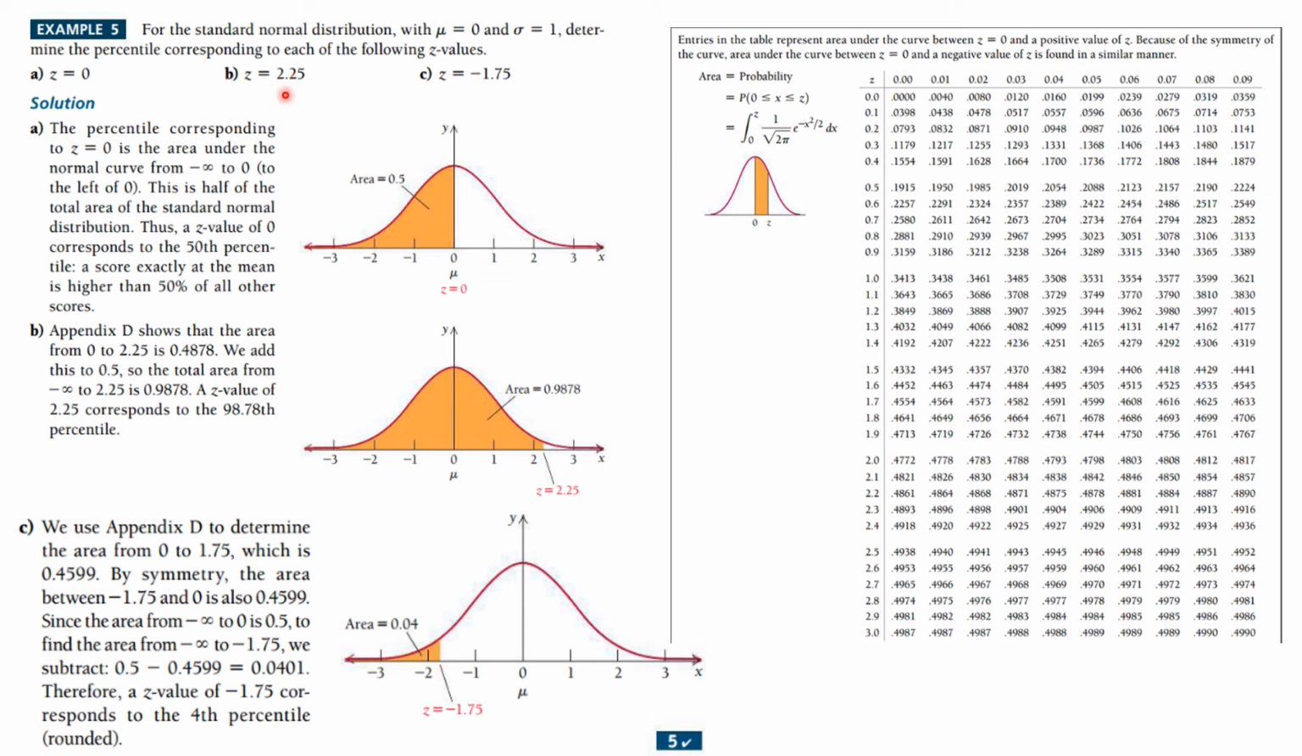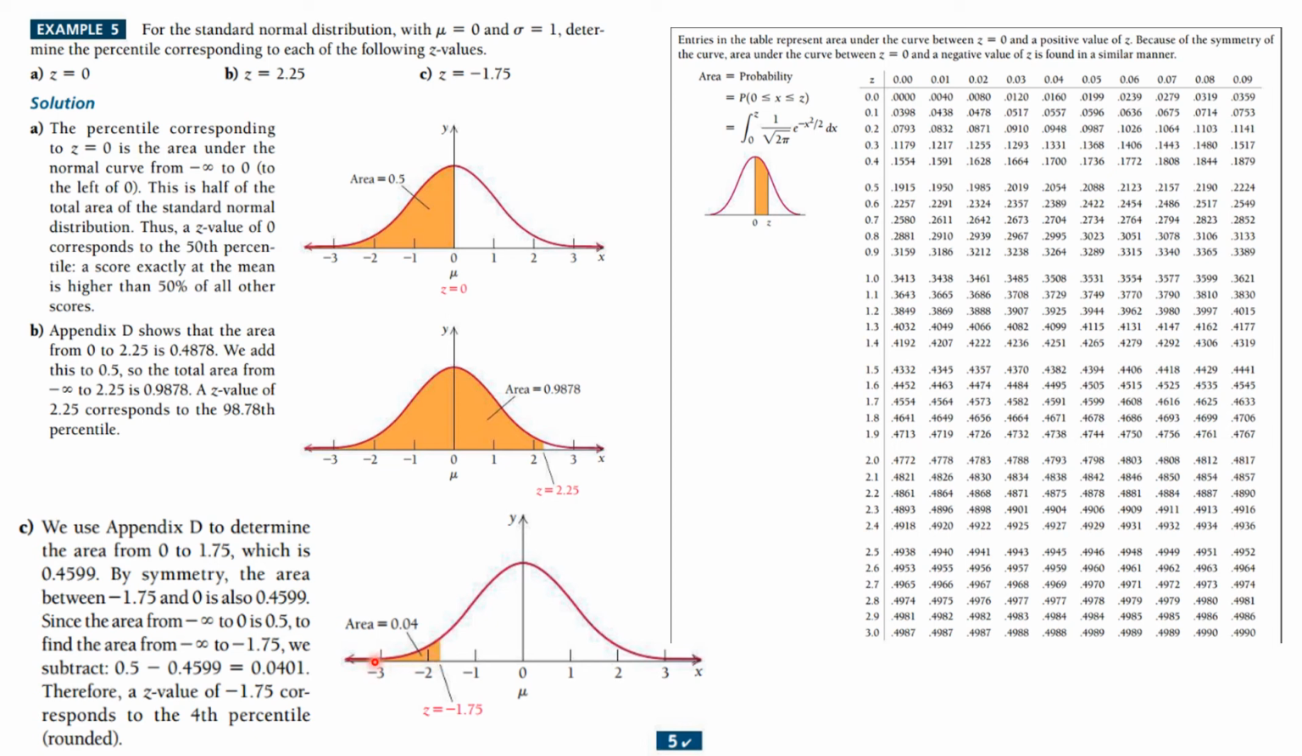This is z is 2.25. If I look that up, though, what I will find is this is 0.5, and I'll look at under 2.25, and I'll find the percentile. So that is going to be 0.4678. When I add the two together, I get this. So it's a 98.78th percentile.